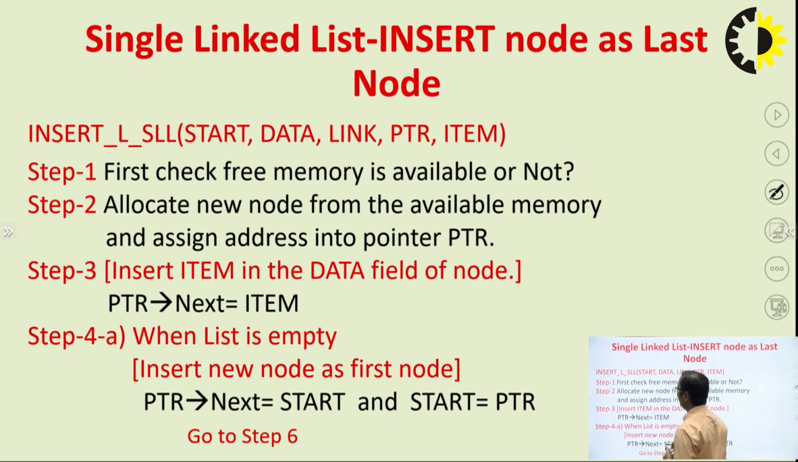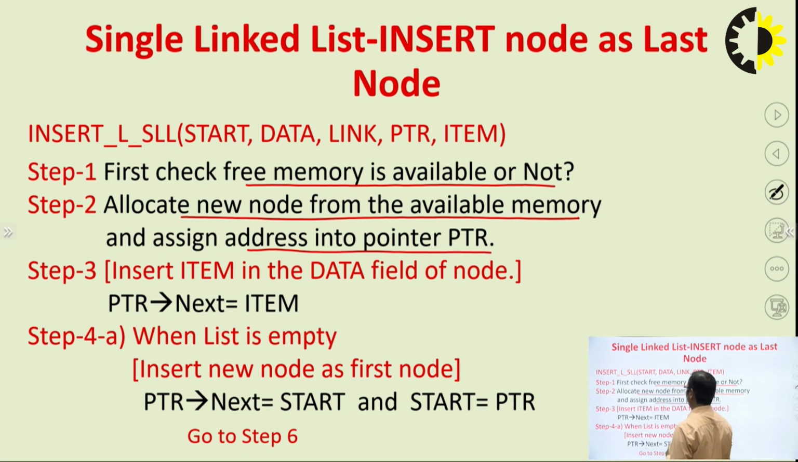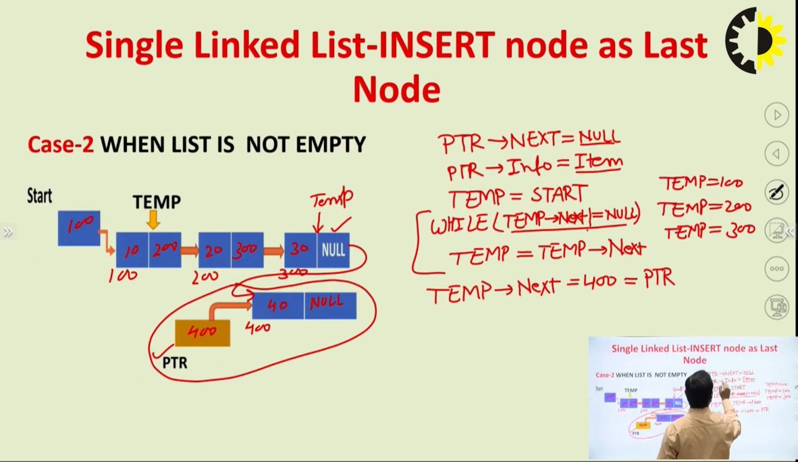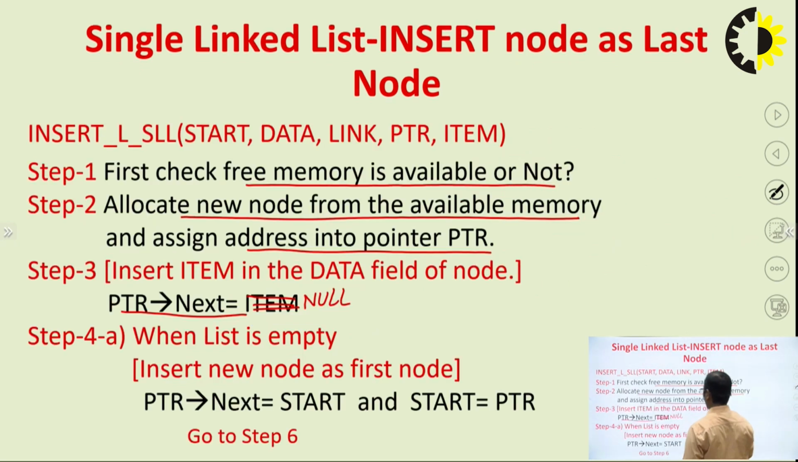Now, if we want to understand it, again, first check whether free memory is available or not. Allocate a new node from the available memory and assign the address into the pointer PTR. Now, PTR arrow next equals to null. As in the previous slide, we can see that PTR arrow next equals to null. Now, when the list is empty, insert a new node as a first node. PTR arrow next equals to start. You can also write it, but this statement here is not necessary.